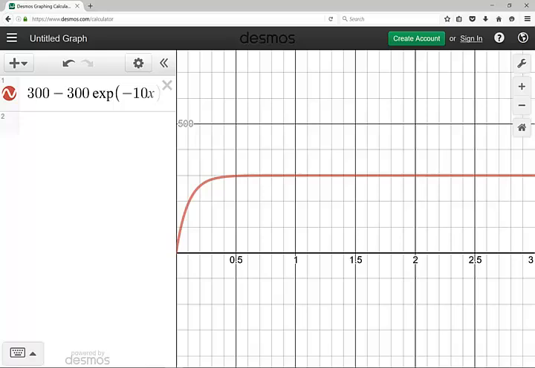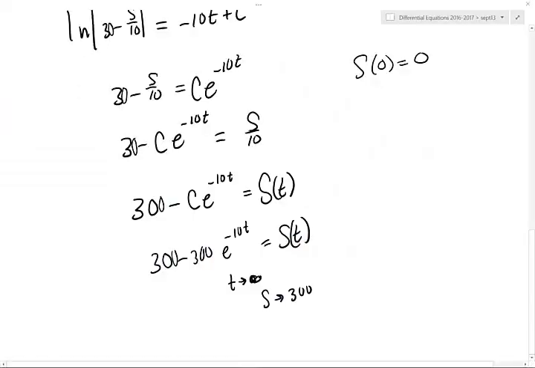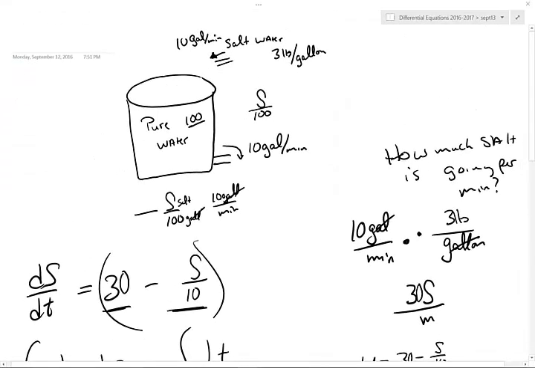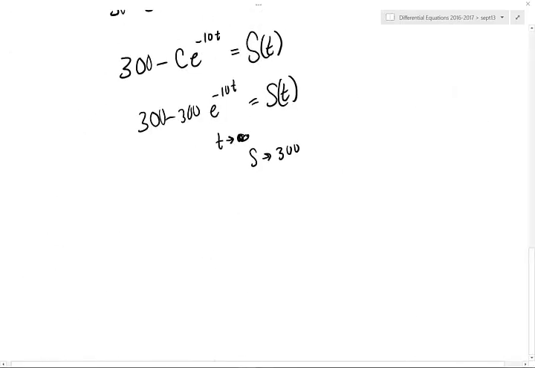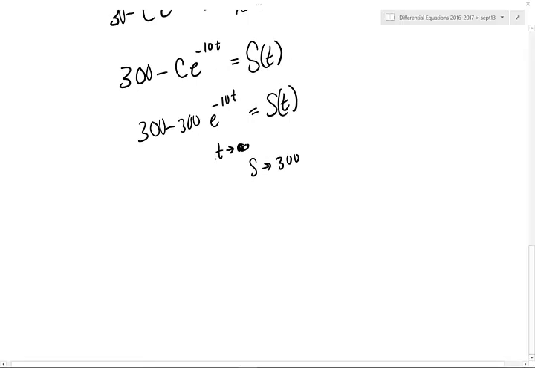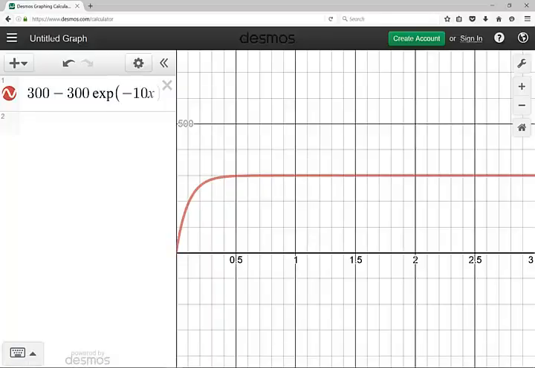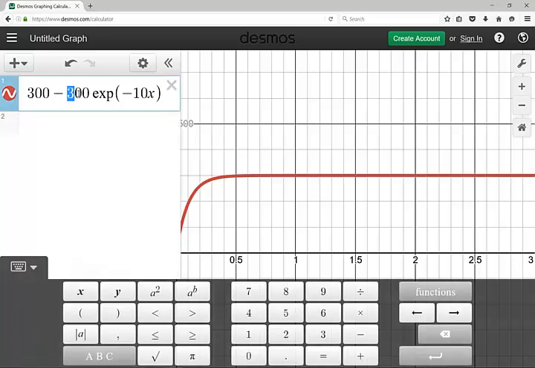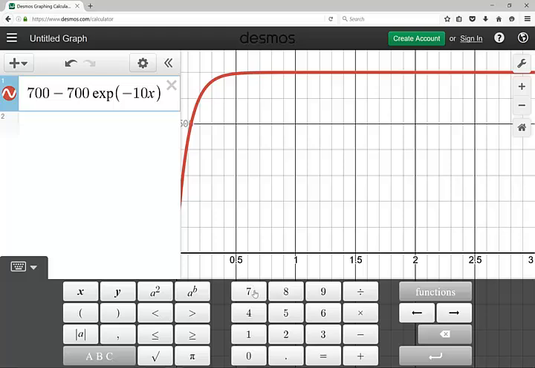Now, clearly, if you're putting in more salt, like if this had been 7 pounds per gallon, then we would have had 700 and whatnot. How would that have changed my problem over here? It wouldn't have changed it much. That would have become a 7, and this would have become a 7. It just shifted it up. Well, how am I going to change how fast it moves?